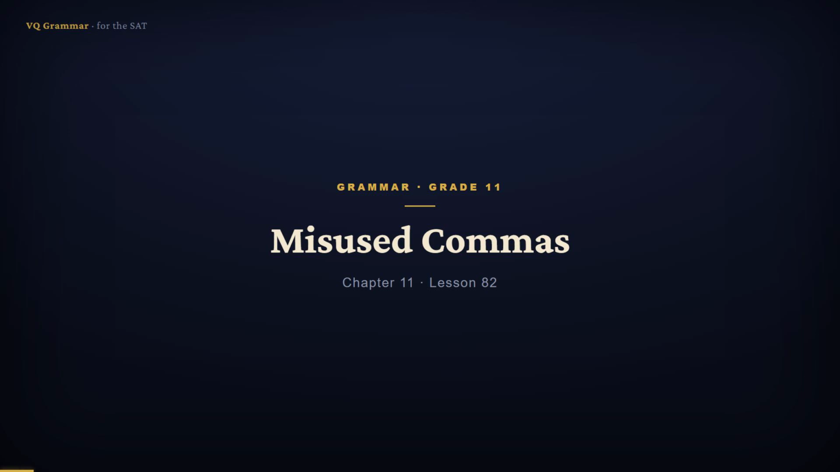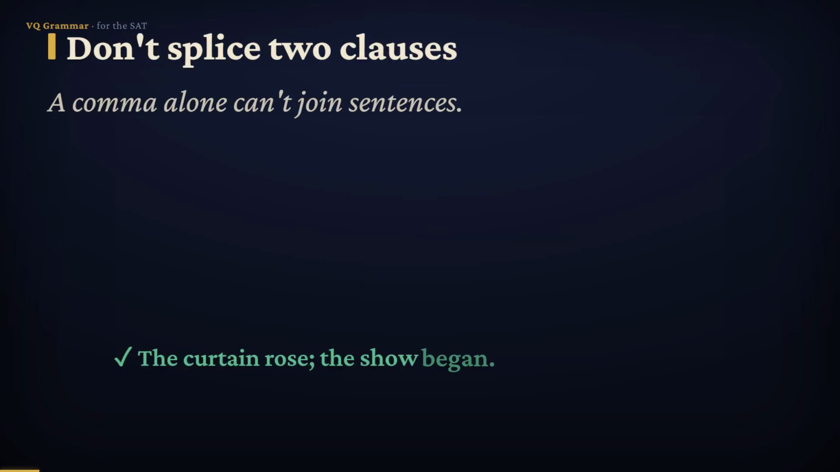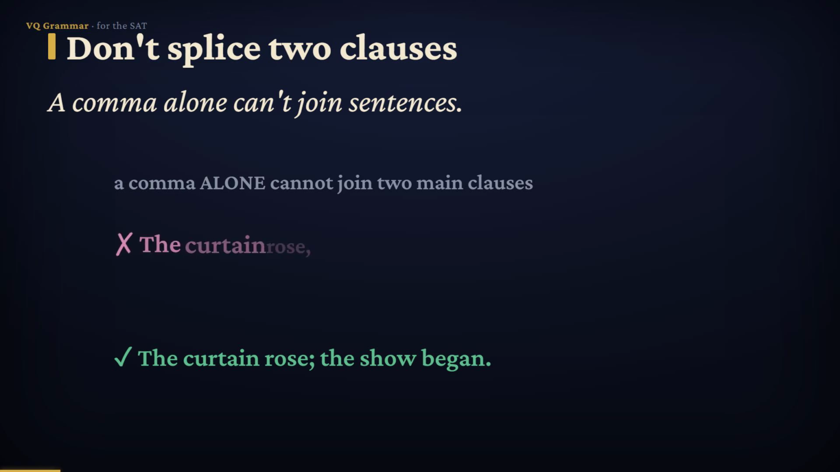Today, misused commas. The most common comma mistake is the comma splice. A comma all by itself cannot join two complete sentences. The curtain rose, comma, the show began. That's wrong, because each half could stand on its own.